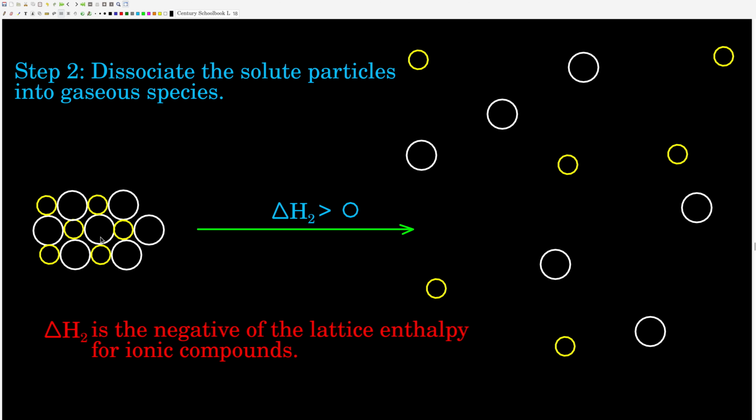Now, if this is not an ionic compound, it's the same idea though. Let's say the solute is ethanol. Then all we're doing is separating the ethanol molecules from each other. We're not breaking the molecules apart, we're just pulling them apart. So this process would be the heat of vaporization, going from a liquid to a gas. But here we're doing the ionic compound, lattice enthalpy.